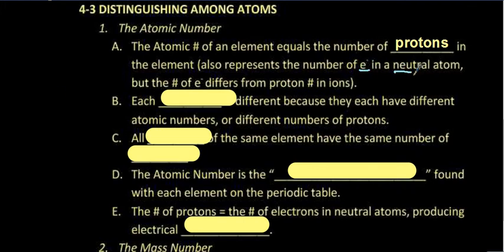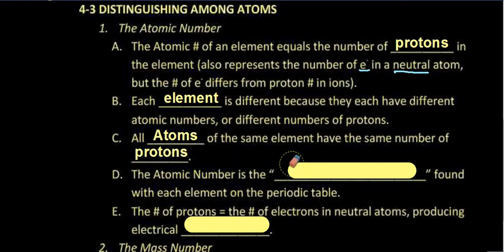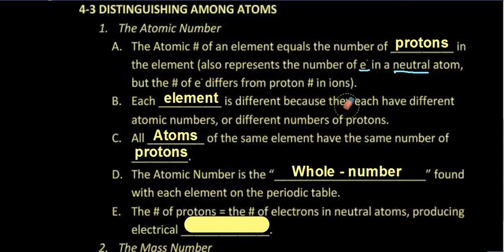However, it's only in a neutral atom, and because the number of electrons differs from protons in ions, we don't actually say that the atomic number is equal to the number of electrons. In fact, each element is different because they have different atomic numbers, or different numbers of protons. All atoms of the same element have the same number of protons, and the atomic number on the periodic table is the whole number you will find in any one particular box.